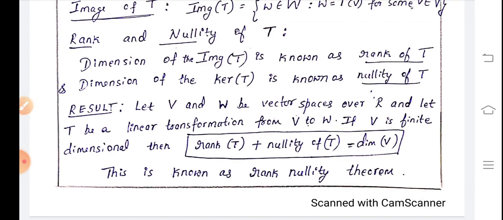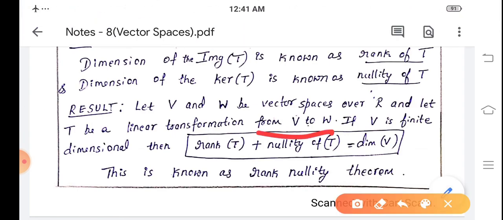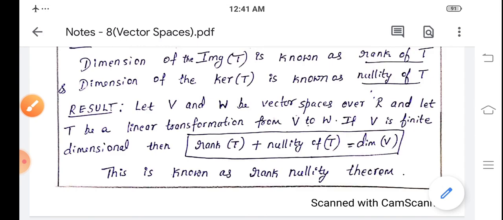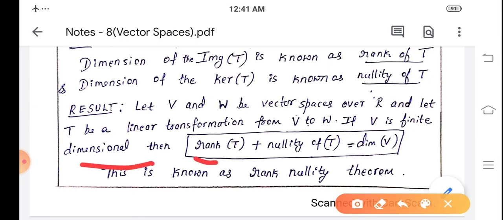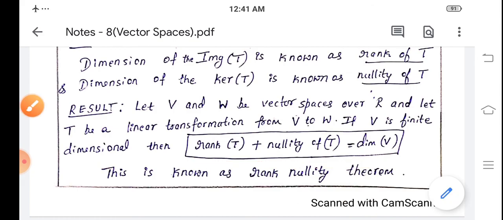And we have the result. Let V and W be vector spaces over R and T be a linear transformation from V to W. Now, if V is finite dimensional, then the rank of T plus the nullity of T gives the dimension of V. Rank plus nullity gives the dimension of V. This is known as the rank nullity theorem.